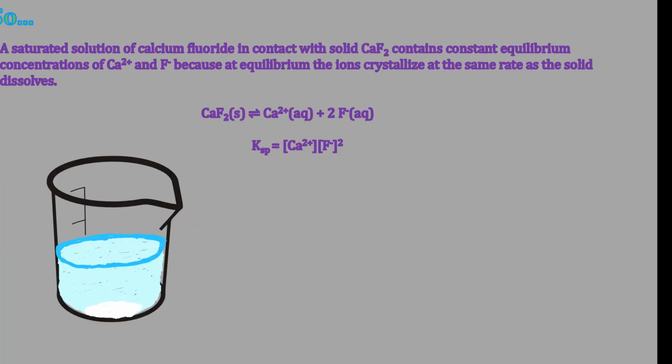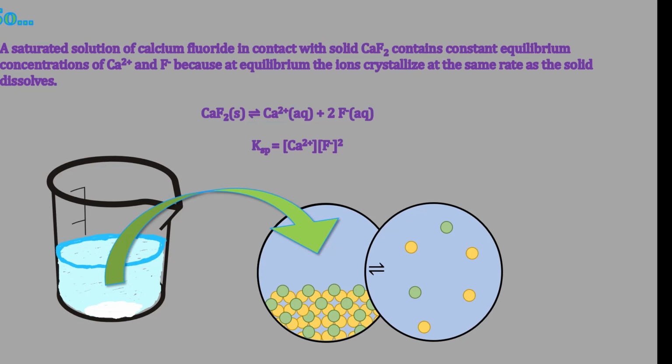Okay, so if we have a saturated solution of calcium fluoride that's in contact with solid calcium fluoride, it will contain constant equilibrium concentrations of both the calcium ions and the fluoride ions, because at equilibrium, the ions crystallize at the same rate as the solid dissolves. So let's look at a picture of what that would look like. So if this right here, this white stuff, is our calcium fluoride, and we look at it at a molecular level, we would see something like this.